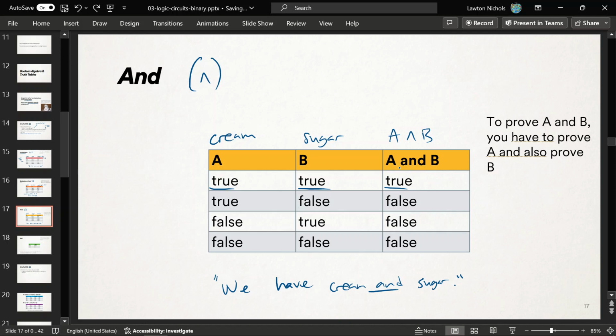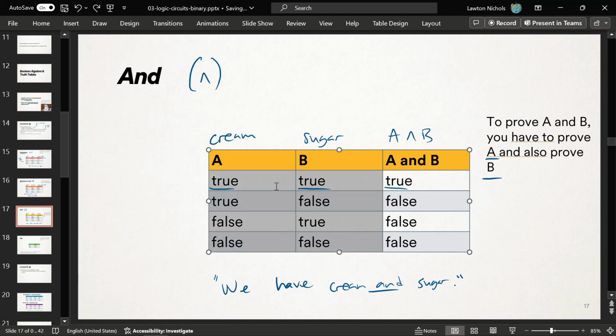So again, to prove an and of two things is true, to prove A anded with B is true, you got to show that A is true and also B. You got to prove them both individually. They both have to be true at the same time for the and to be true. Okay. Any questions about that? Hopefully the tables at least are getting a bit easier to look at.